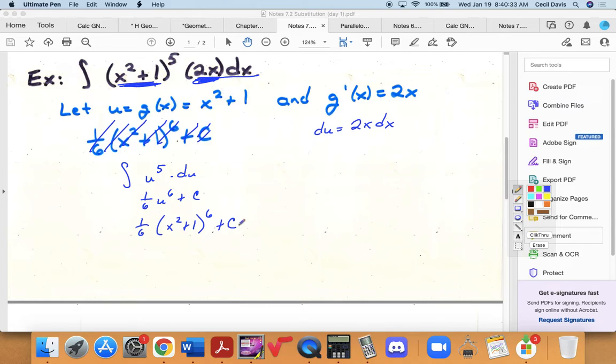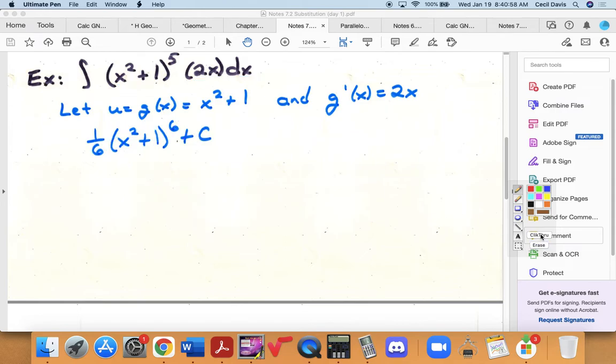We will get to some later, not today, but on Friday, where that doesn't work. You can't always undo the chain rule. It used to be, honestly, that on the AP exam, every single problem that they did with u substitution, you could do by undoing the chain rule. That's no longer the case. All right, so let's look at page 2.